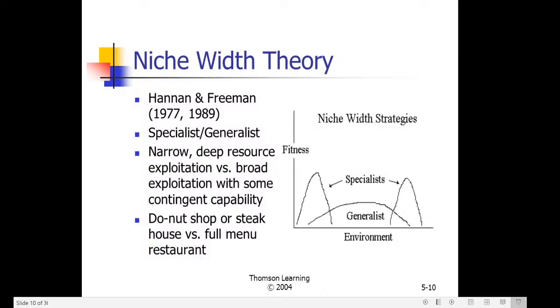This is the first slide. I missed it, I placed it wrongly at the back. Of course, it's the niche theory, explained by Hannan and Freeman in 1977 and 1988. Hannan describes specialist and generalist, and they both are specialist and generalist.